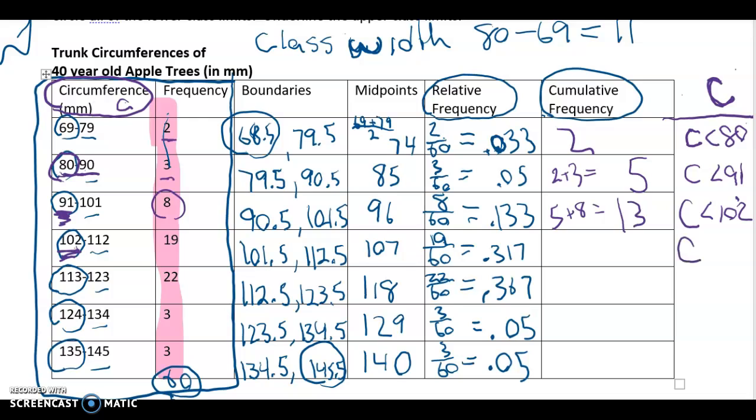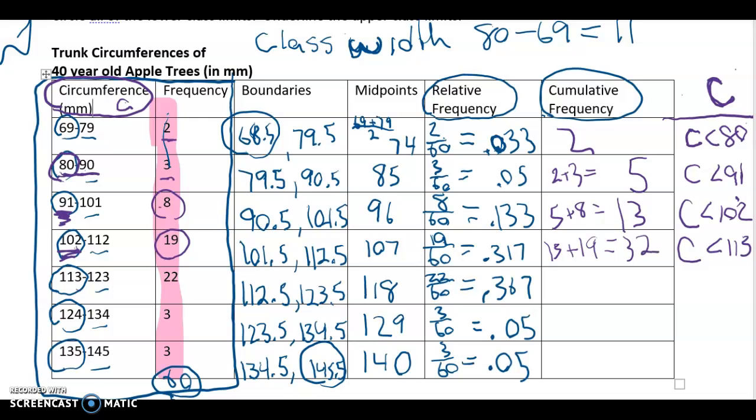The next class are all numbers that are less than 113, because that would be where the fifth class starts. So we're going to take our 2 plus 3 plus 8, and now we're going to add 19. So 13 plus 19 would be 32.